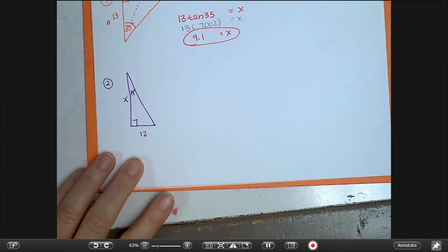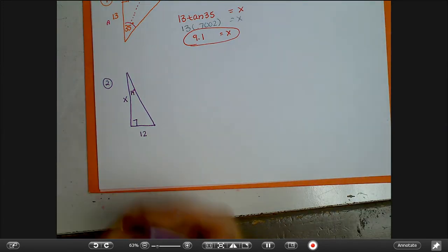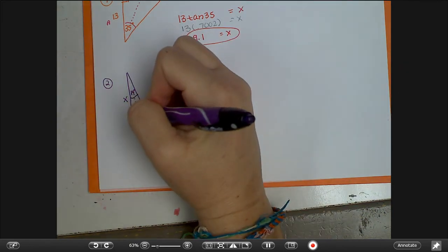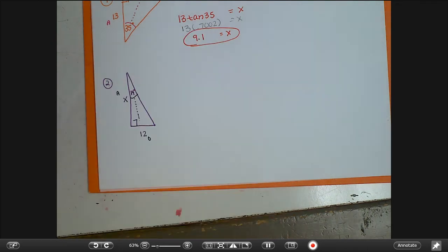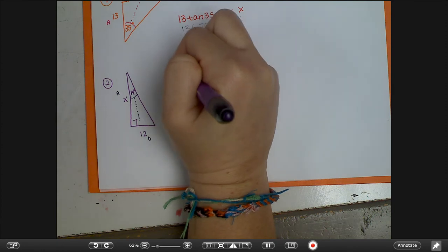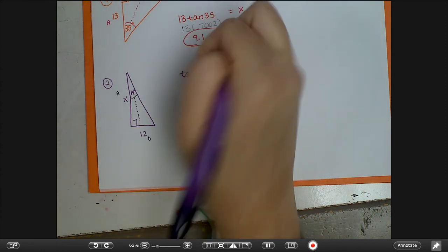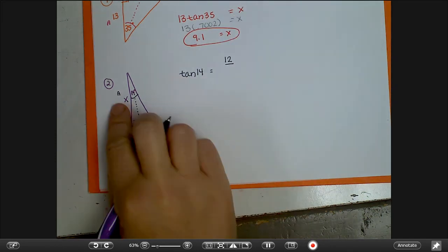All right, so here's another example. We have our angle that we're focused on, and we're going to look for the sides that we have. We have the opposite side, and we have the adjacent side, so we will use tangent. The formula, tangent of the angle, 14, equals opposite, 12, over adjacent, x.